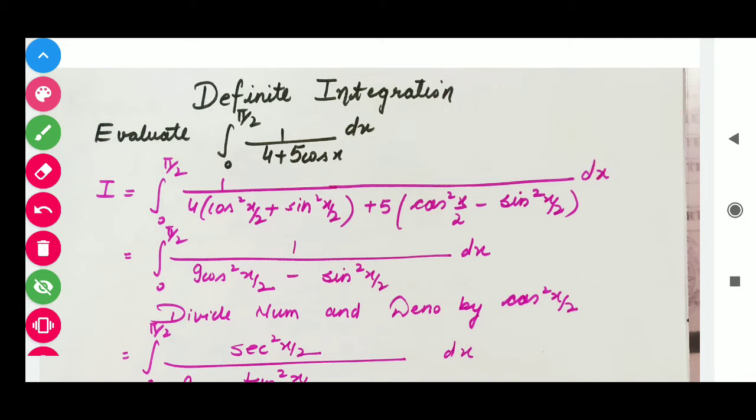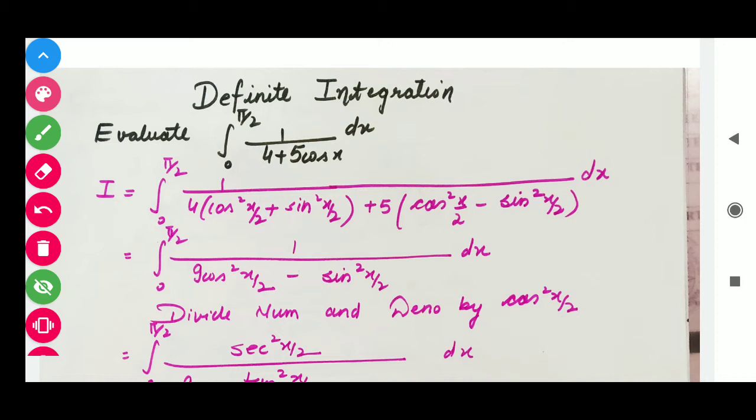If there is cos x, then we write cos square x by 2 minus sin square x by 2. If there is a sin x, then we write 2 sin x by 2 cos x by 2. If we have a constant term, then we have to multiply it with cos square x by 2 plus sin square x by 2. Now students, multiply these terms 4 and 5. After that, calculate the like terms.